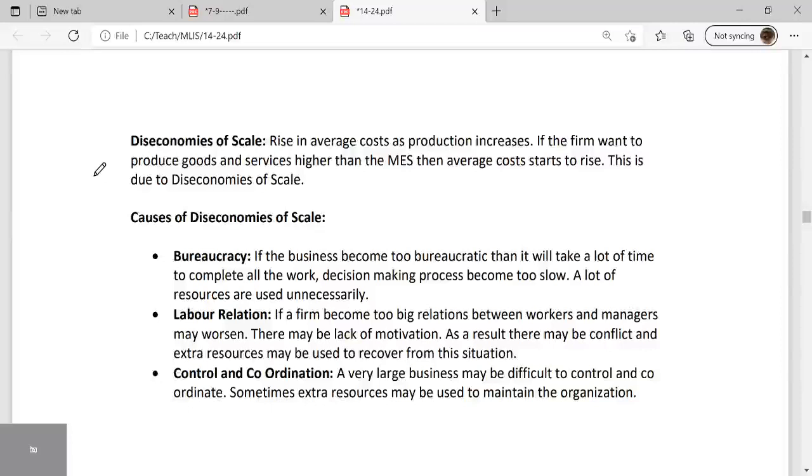When the organization is becoming large, what will happen? There will be a rise in the number of laborers, and so it will be very difficult to control. Coordinating this huge amount of labor will be a problem as well.